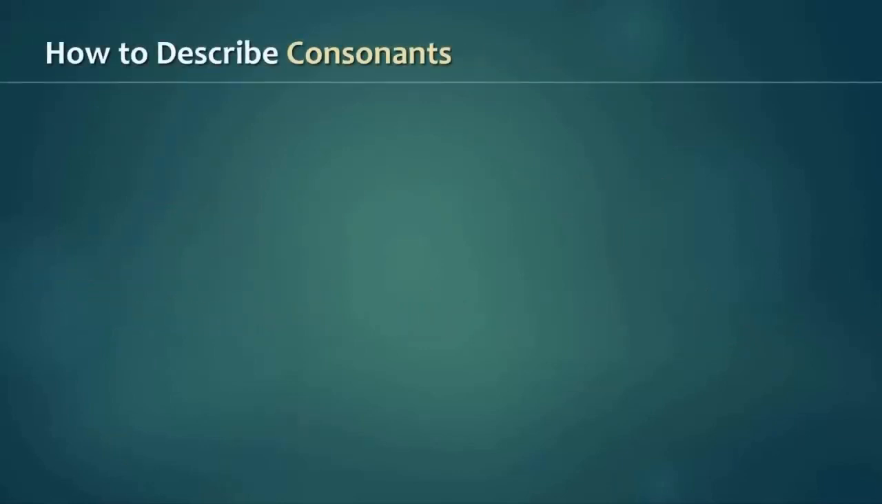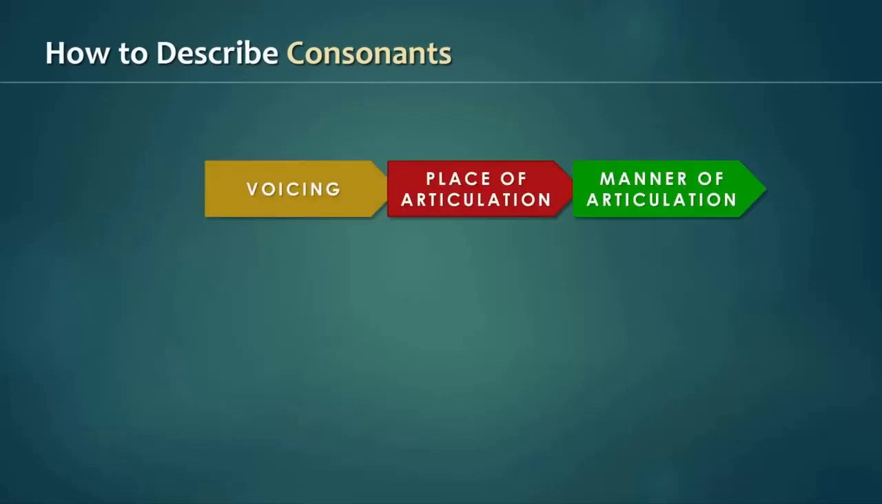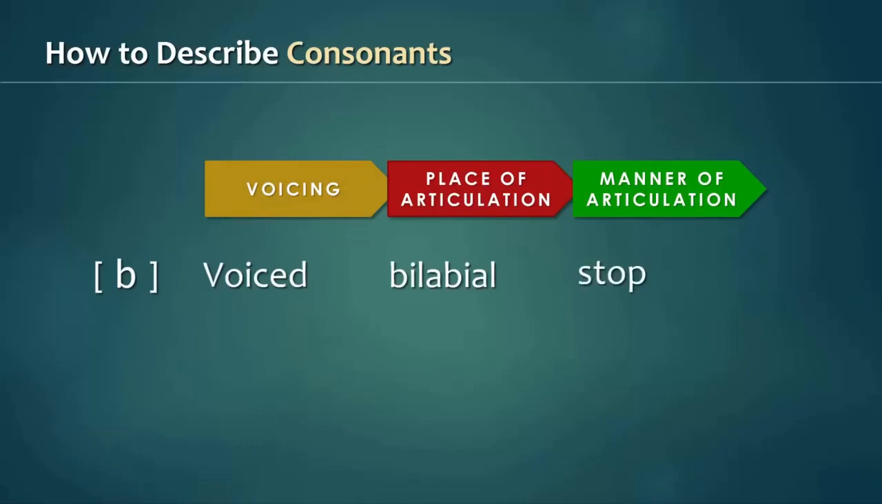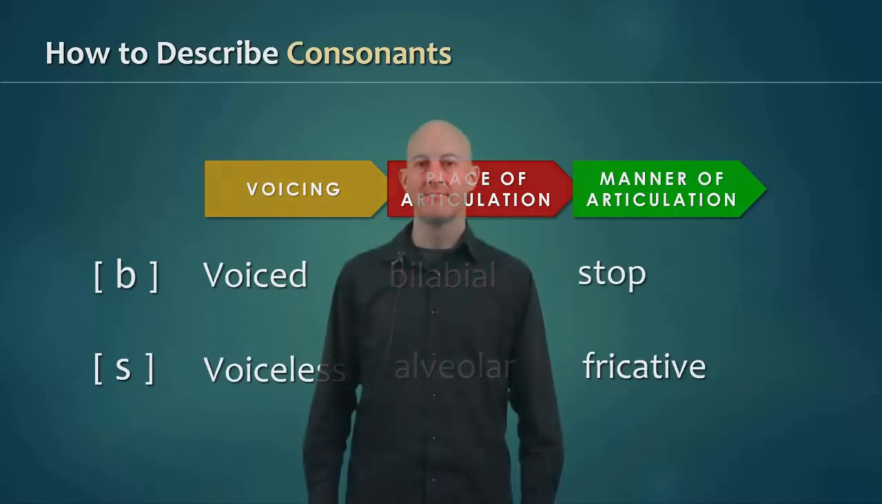Okay, we've discussed these three criteria for describing consonant sounds: voicing, place of articulation, and manner of articulation. And when linguists talk about a consonant sound, they do so in that order. So, for example, the sound b is considered a voiced bilabial stop. S is a voiceless alveolar fricative.